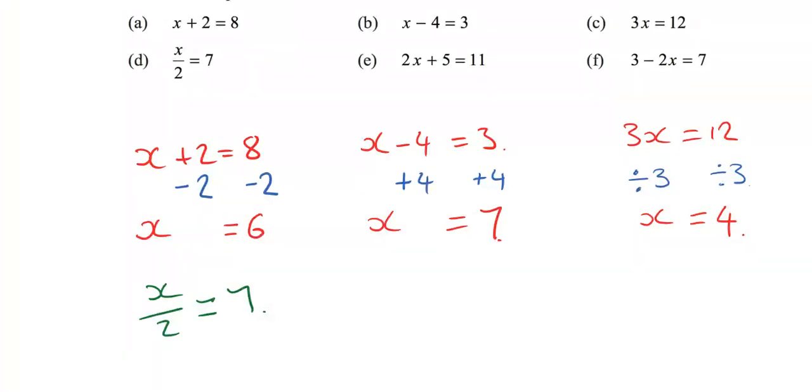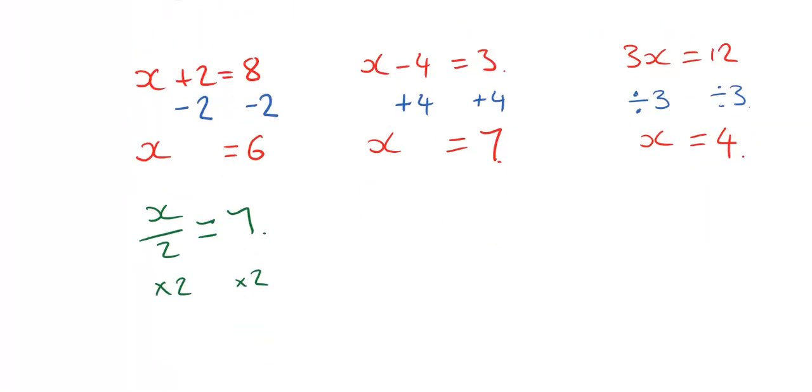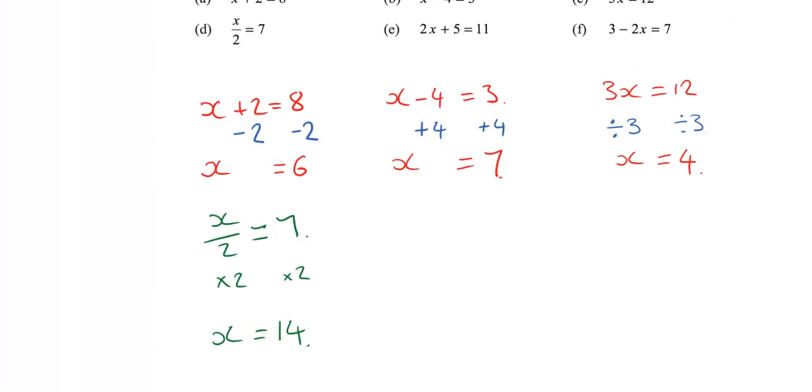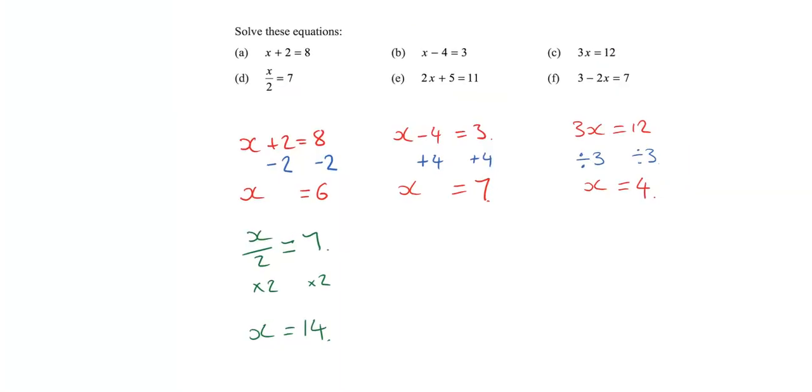So I'm going to have to multiply by 2. If I multiply by 2, I'm going to have x on its own on the left, because dividing by 2 and timesing by 2 is just going to cancel itself out. And on the right-hand side, I'm going to have 14. There's my answer. X is equal to 14.